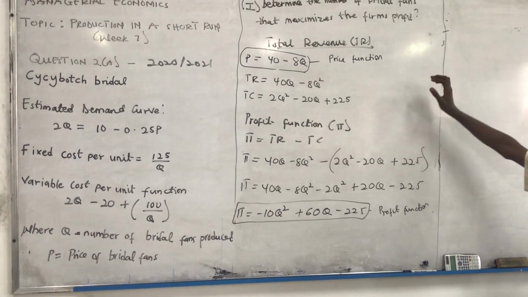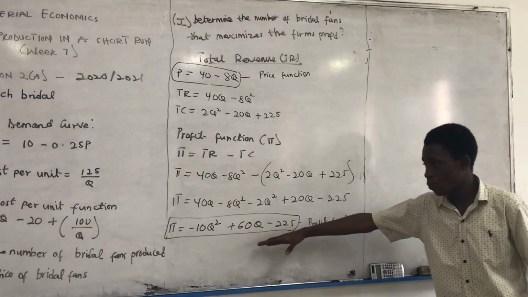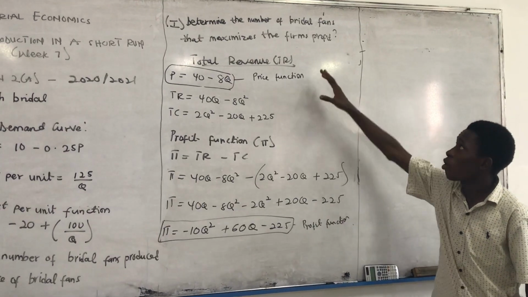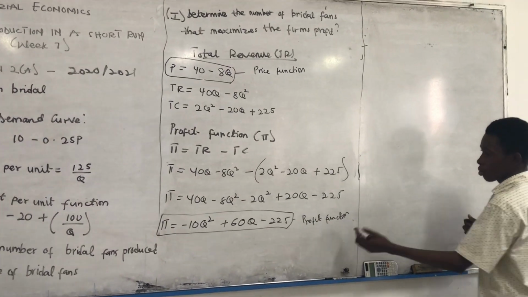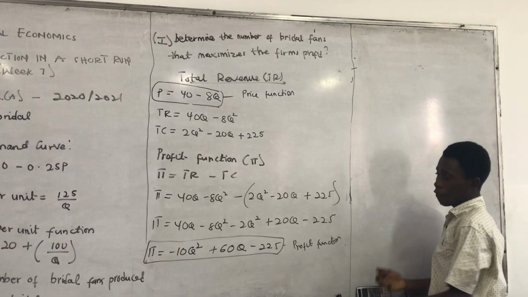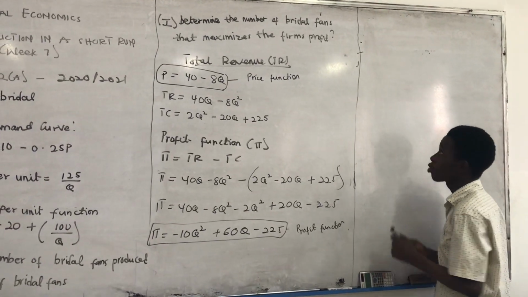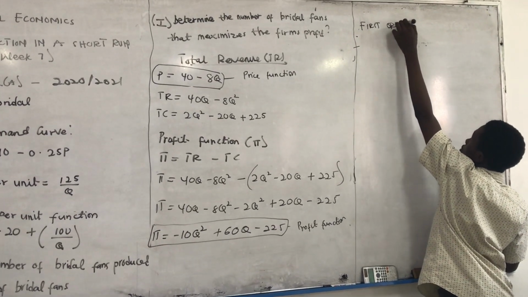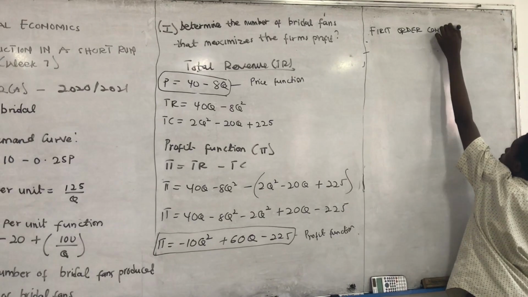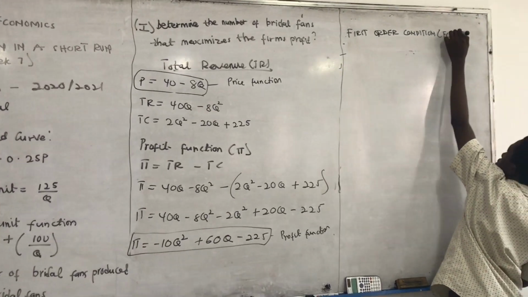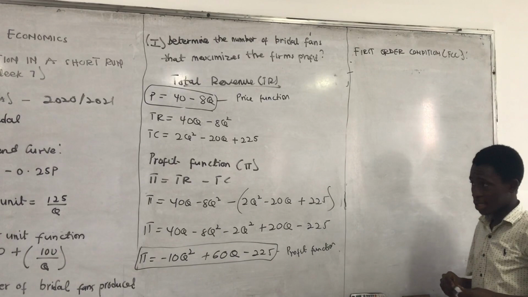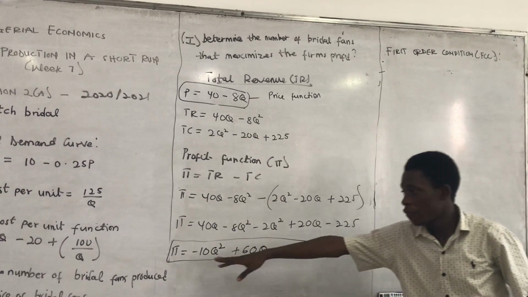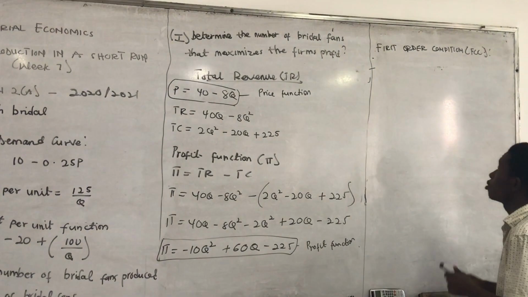Now we are asked to determine the number of breakeven units. So we are going to pick this profit function and differentiate it with respect to Q to get the number of units. This is where we use the first order condition and the second order condition. First order condition, FOC. The first order condition states that for any maximum or minimum point, the derivative of profit with respect to Q should be equal to 0.